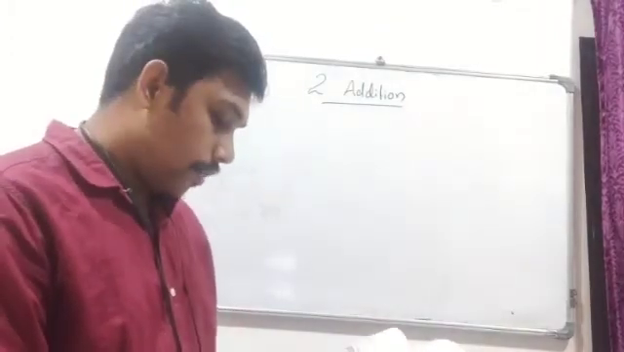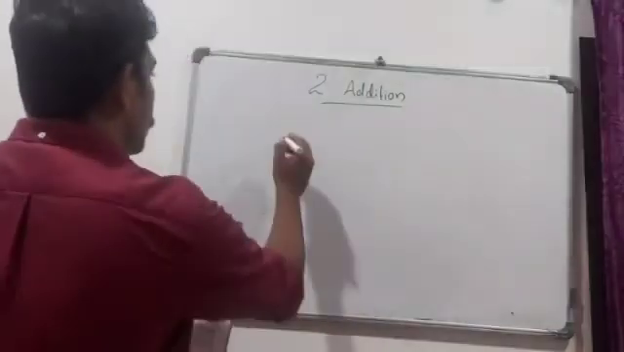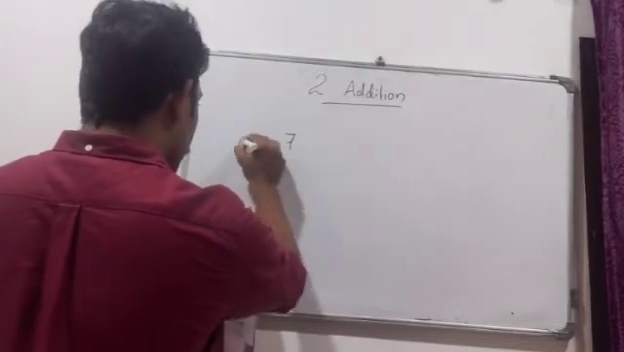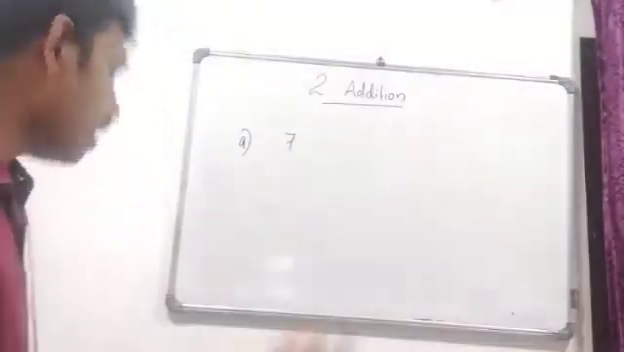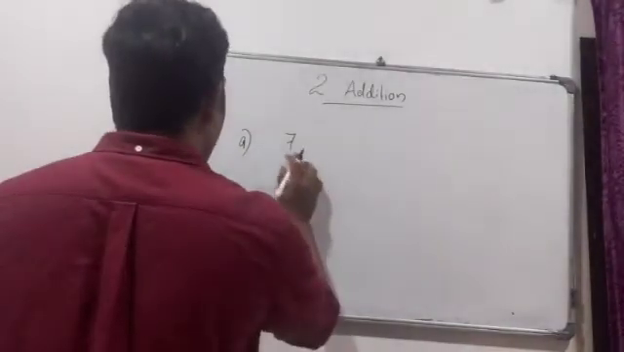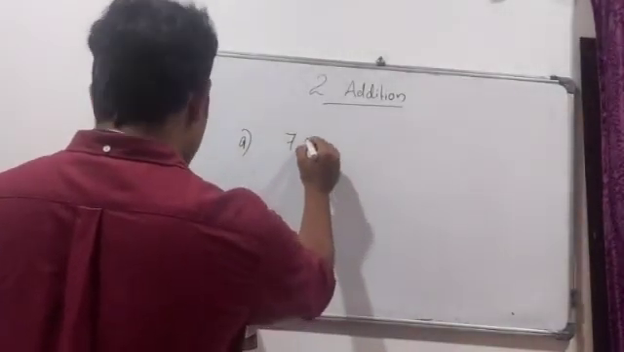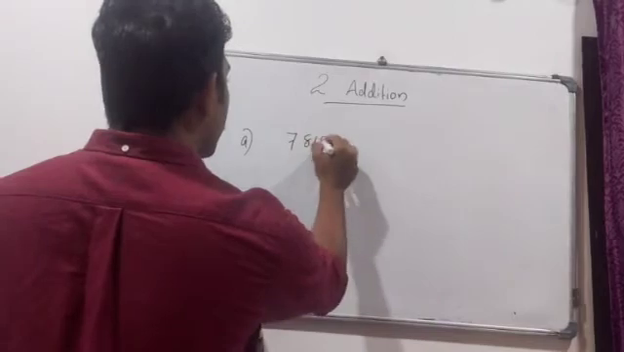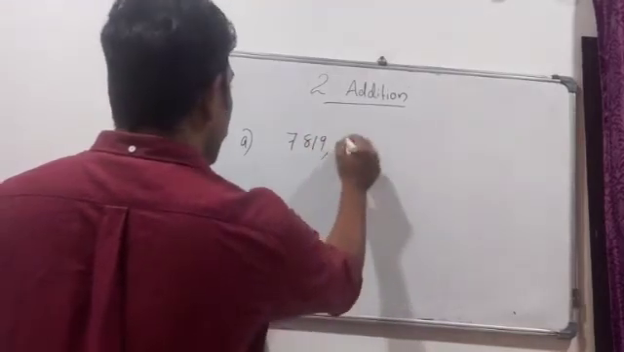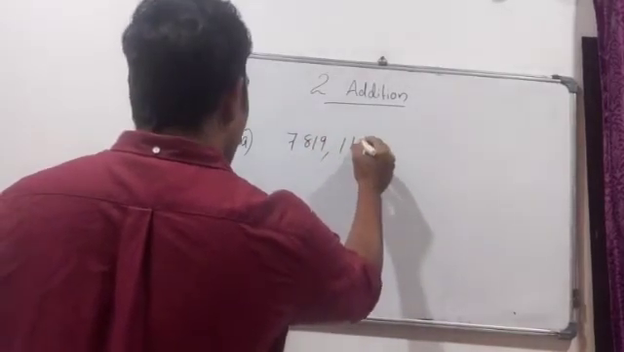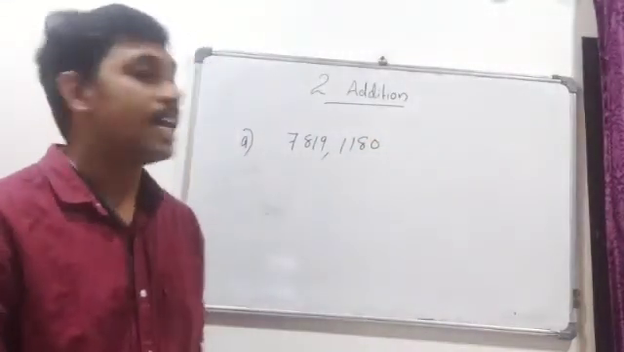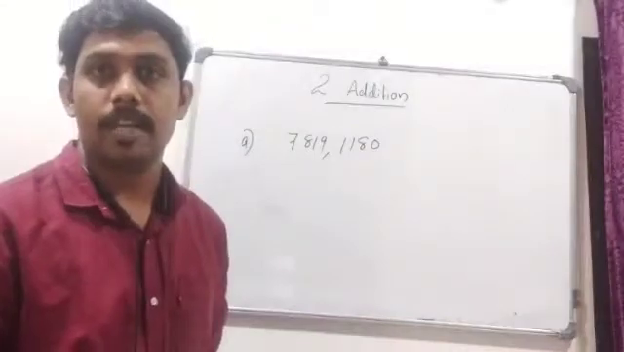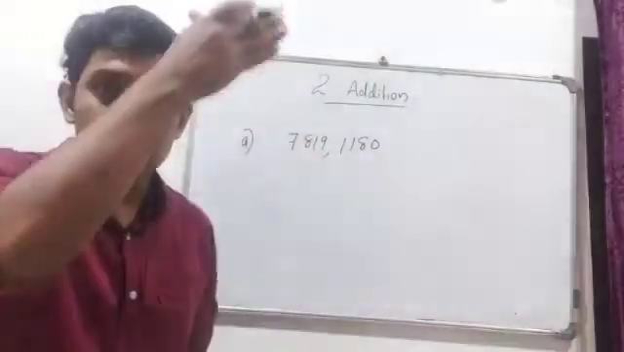Okay, so the question is arrange in columns and add. The first question is 7,890 and 1,180. So first we have to arrange these numbers column-wise, that is vertically. We have to arrange the numbers vertically.